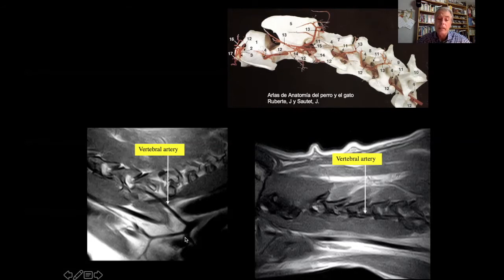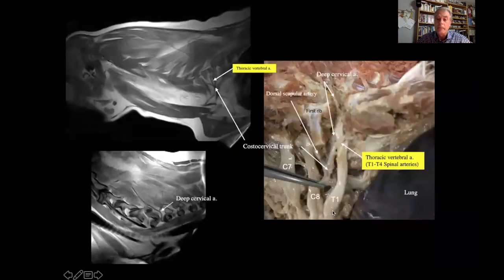Here we are on the left side. So this is the left subclavian artery with the internal thoracic artery and the superficial cervical artery. This is the common carotid artery. The vertebral artery runs through the transverse foramina of the cervical vertebrae.